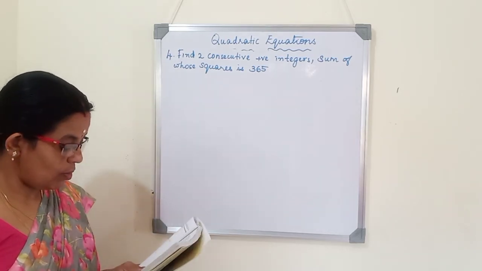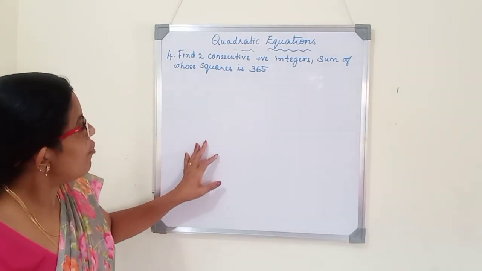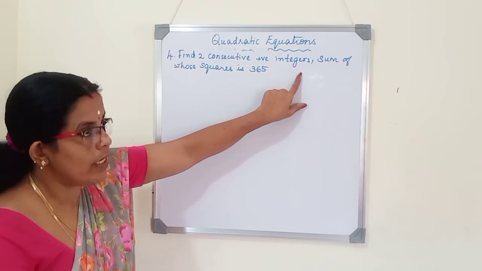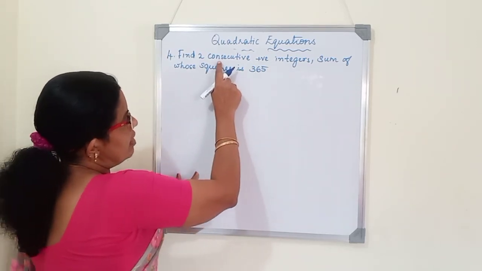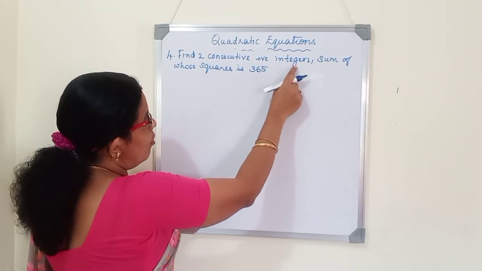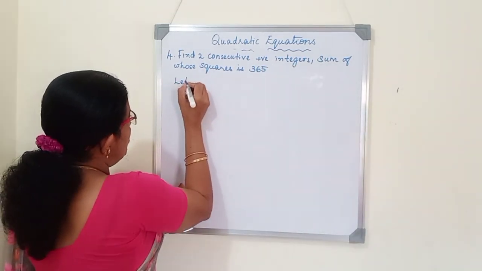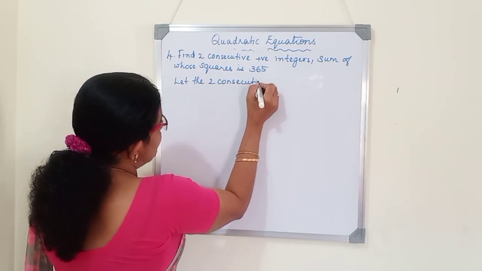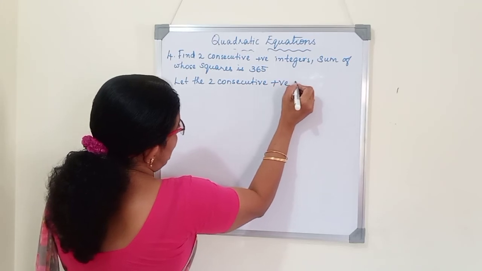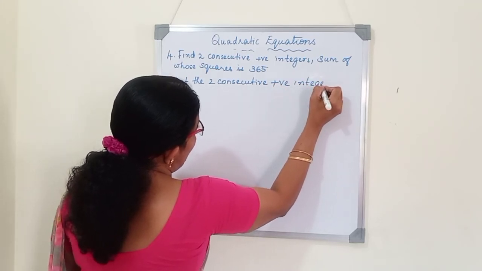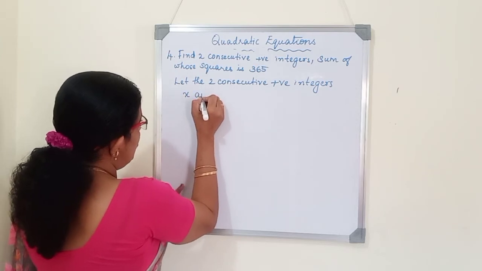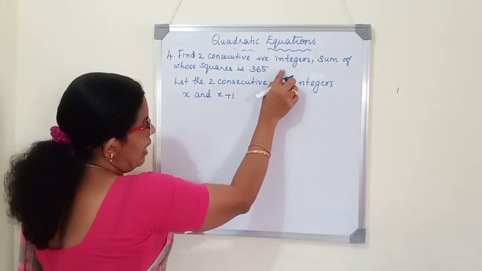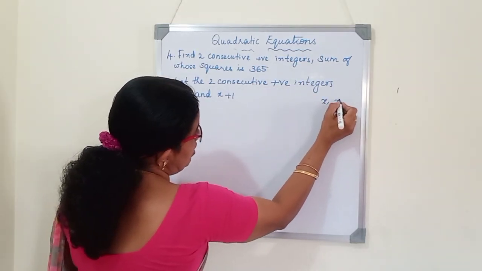Next question. Find two consecutive positive integers, the sum of whose squares is 365. In the last class we discussed a similar question. So we will write: let the two consecutive positive integers be x and x plus 1. If it is consecutive positive even integers, you have to write x and x plus 2.